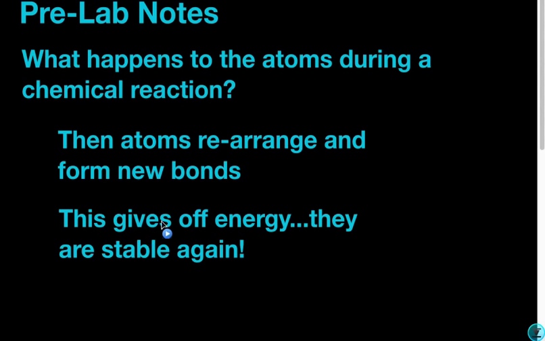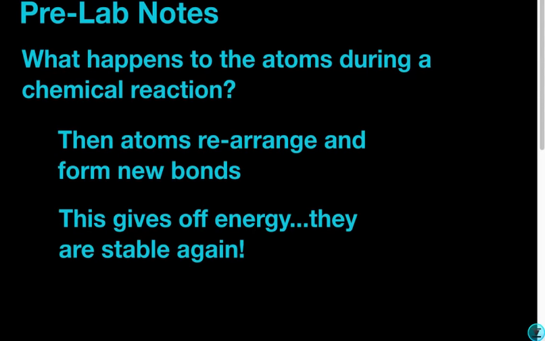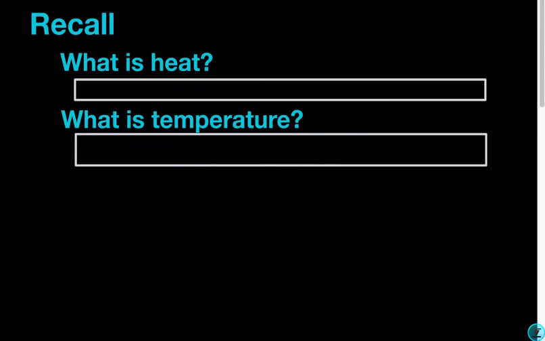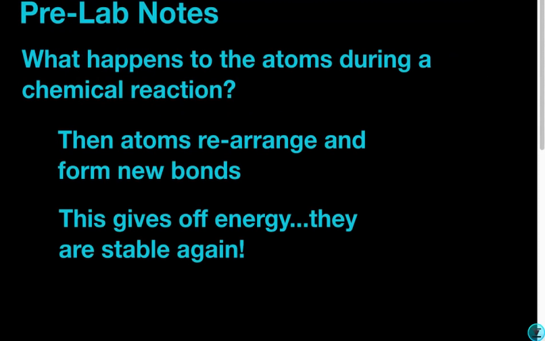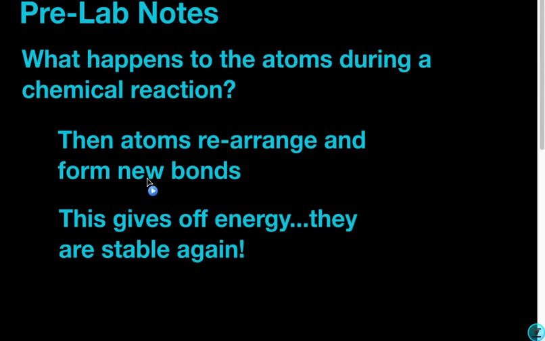All right, so just to review this part here at the start, when bonds break between atoms to get everything started, to free those atoms up to rearrange, that's going to take energy. And then the atoms rearrange and form new bonds. The formation of new bonds will always give off some energy because now they're stable again. So they release this energy into their environment. Okay, so this is step one to understanding endothermic versus exothermic, understanding that it takes energy to break the bonds and it gives off energy when atoms form new bonds.